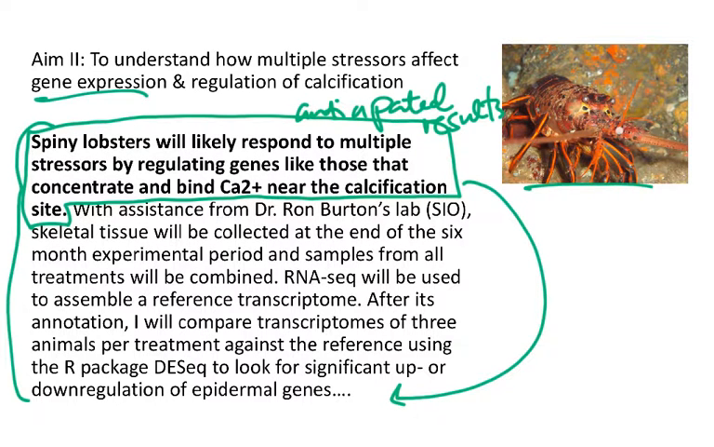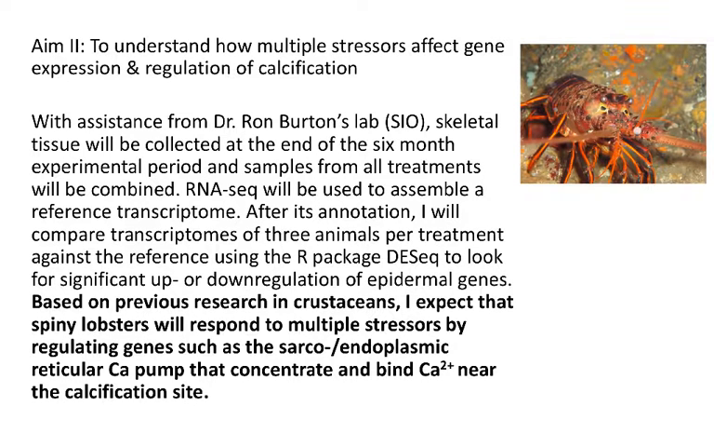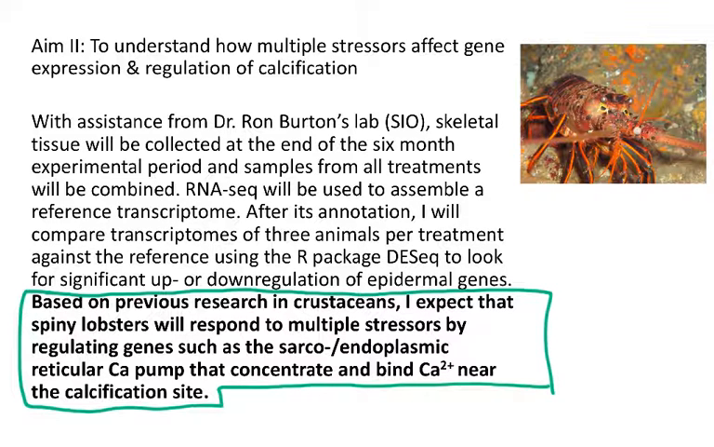And so that might look something like this instead, where now here we have a similar sentence that's bolded at the end. So you start with your aim, you give your approach about how you're going to do the experiment, and then at the end you have that one sentence about what you anticipate your result to be. And I've modified it slightly, so let's read what it says. It says, "Based on previous research in crustaceans, I expect that spiny lobsters will respond to multiple stressors by regulating genes such as the sarcoendoplasmic reticular calcium pump that concentrate and bind calcium near the calcification site."